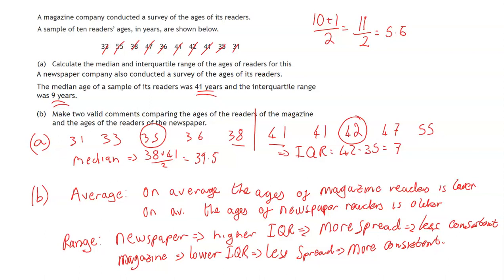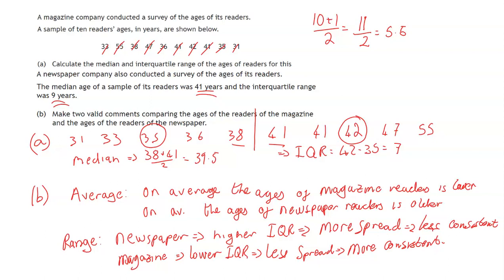Now, one thing to note is when you're doing this, you don't have to make a comment about the same thing. So I could have said on average the ages of the magazine readers is lower, but then said the higher interquartile range of the newspapers means it's less consistent. So I don't have to do the magazine comment for both or the newspaper comment for both. I can mix it up. But the bottom line is I need one for each. I need an average comment and I need a range comment. Otherwise, we can't get the mark for that one. It says 2 comments, but you can't make 2 comments on the same characteristic of the data.